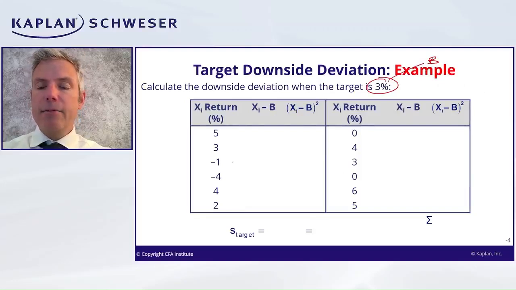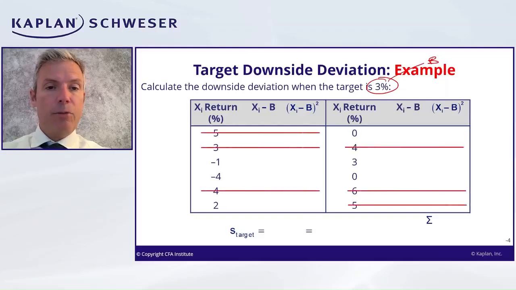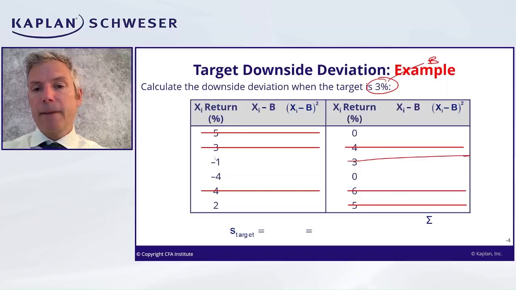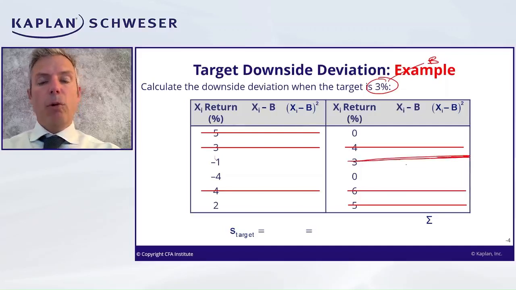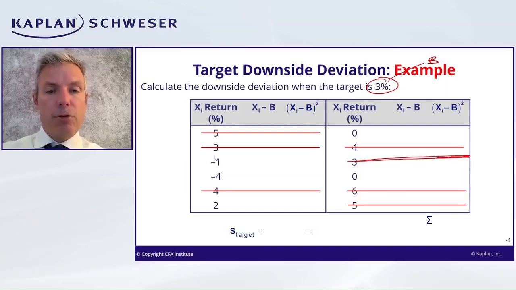So what that means is we're only really interested in squared deviations when we're below 3. So we can ignore 5, we can ignore 3, we can ignore 4, 4, 6 and 5. We can also ignore that 3 as well to be consistent, all right? You could ignore them or you could throw it in and get a deviation of 0, okay? What we're interested in is the squared deviations below 3. All right, so it's not the mean anymore, it's the barrier or the target, right?